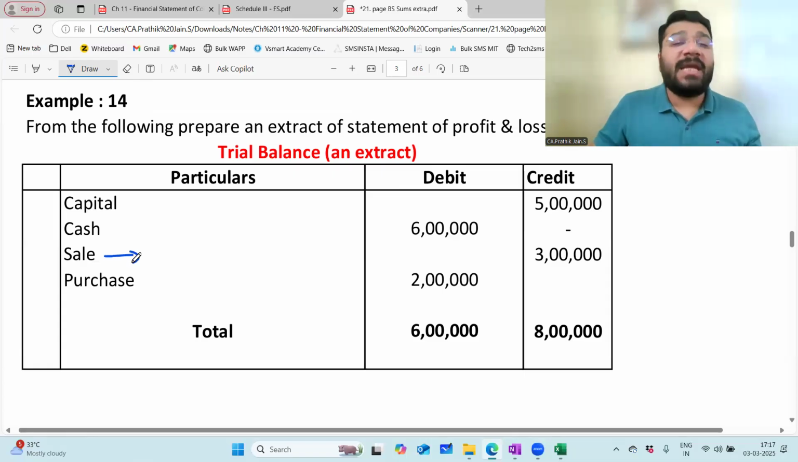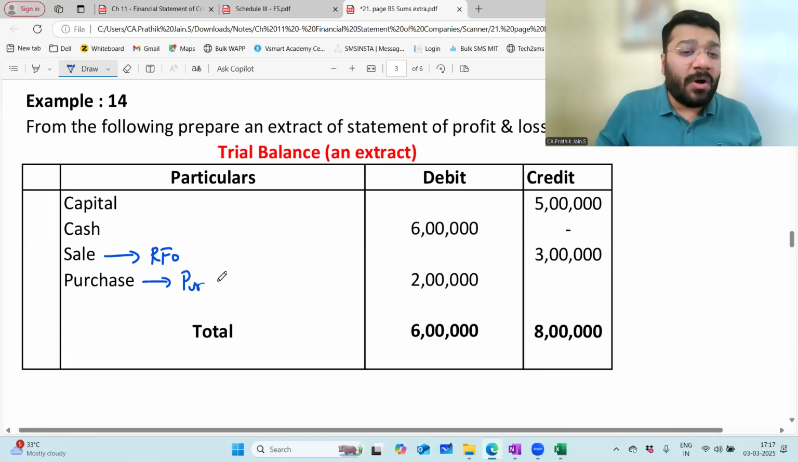Sir, sale will go to statement of P&L. Where in statement of P&L? Revenue from Operation. Purchases. Nothing mentioned means stock in trade. So this goes to your purchase of stock in trade. Correct? Please prepare.